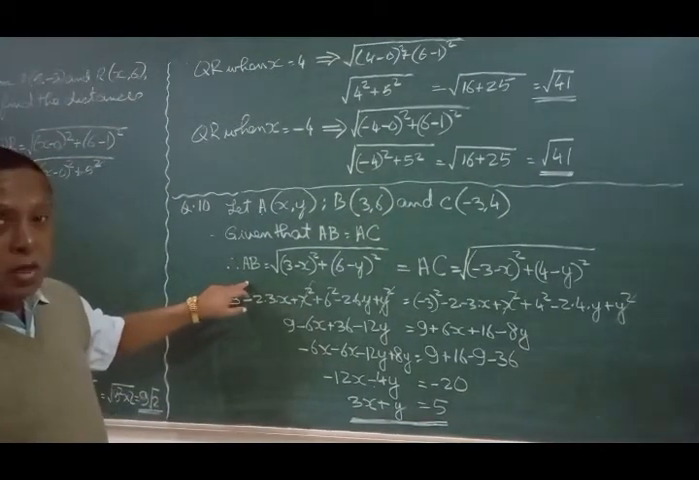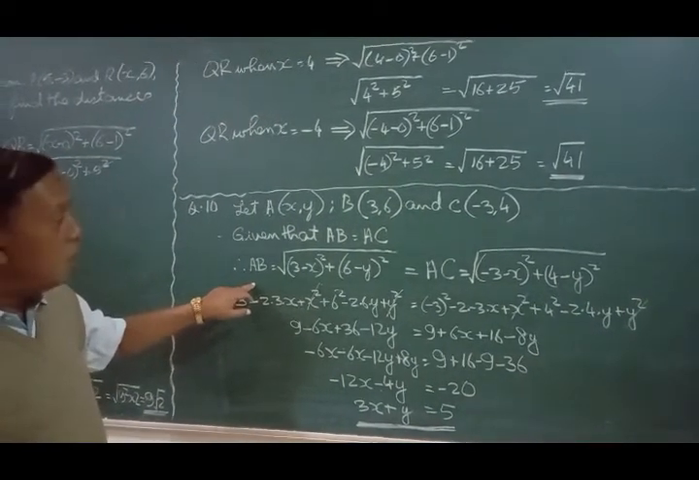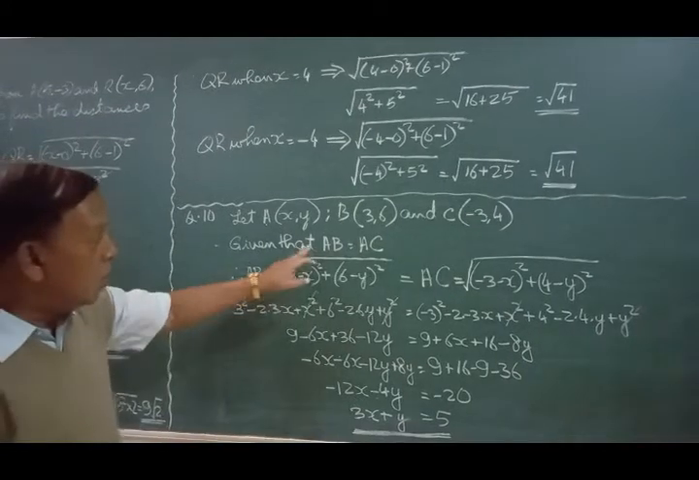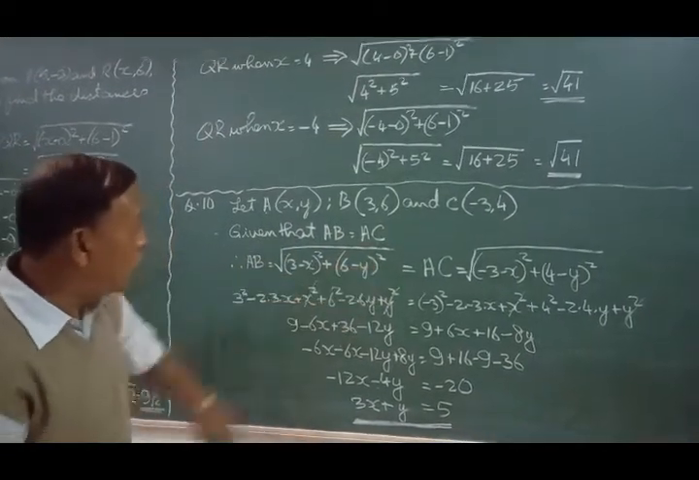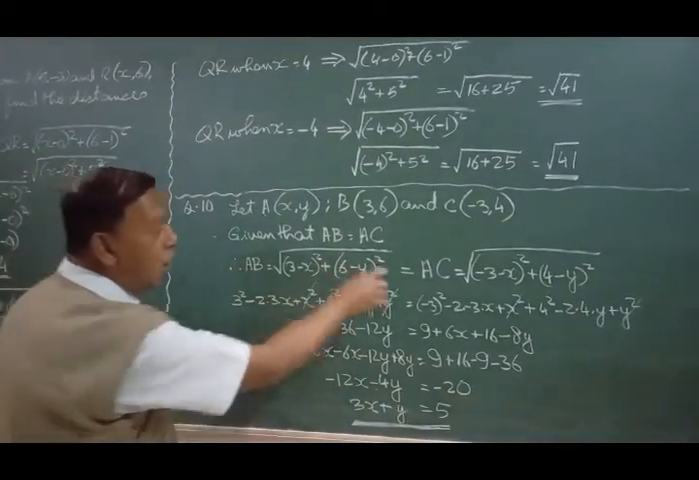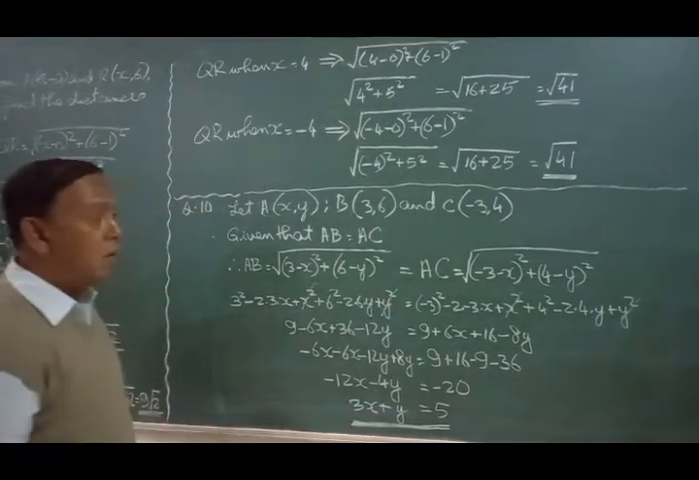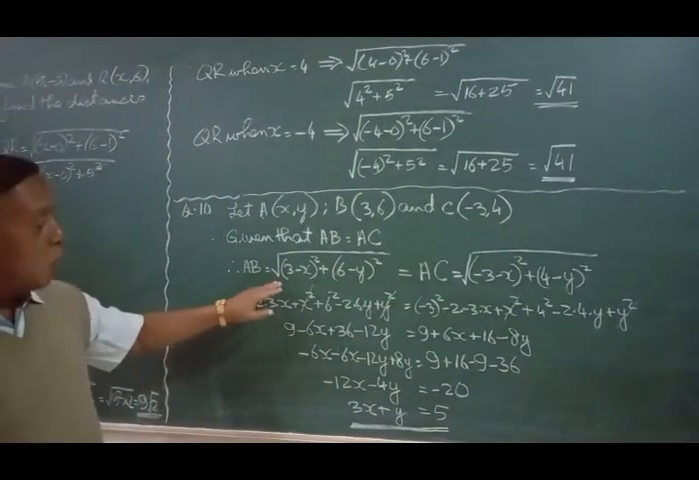Now we apply again the distance formula. What is AB? We are told AB is equal to AC, and therefore first you write AB on the left side and AC on the right side. Apply the distance formula.